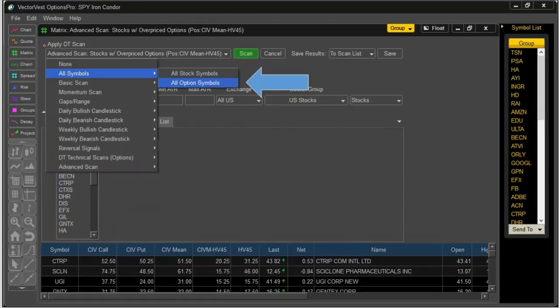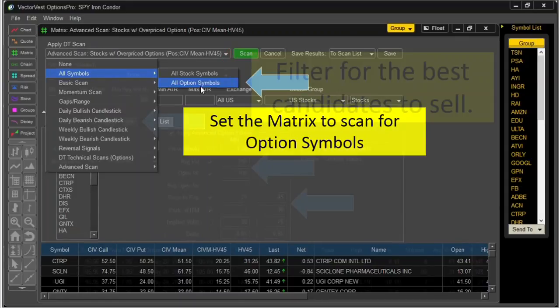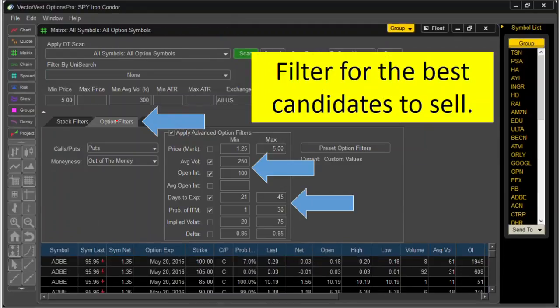Now, what I do is I change my DT scan up here at the top. I drop that little menu down again. I choose all symbols, and I choose option symbols. I'm going to take the price candidates and now filter just the options. When you put on option symbols, it's going to open up another tab here. You're going to see option filters. Just click on option filters, and then we can start filtering out even more.